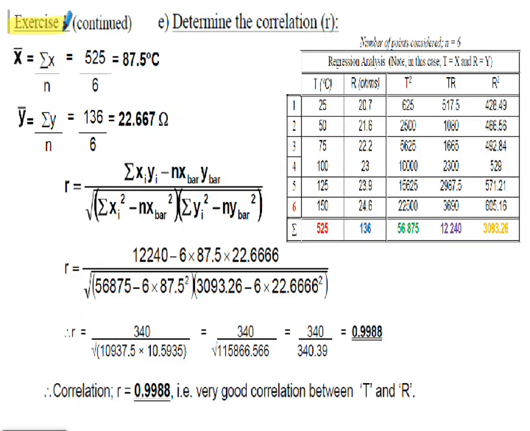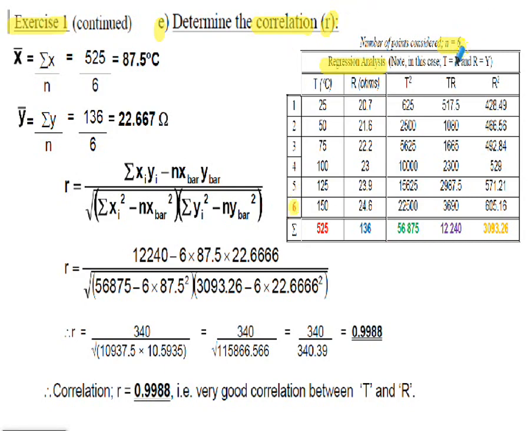Okay, exercise 1 here continued. This is part E. We're asked to now find the correlation R. Just repeated the regression analysis table for convenience here. And don't forget the number of points we're considering is 6. There are 6 points in our table that we plotted.